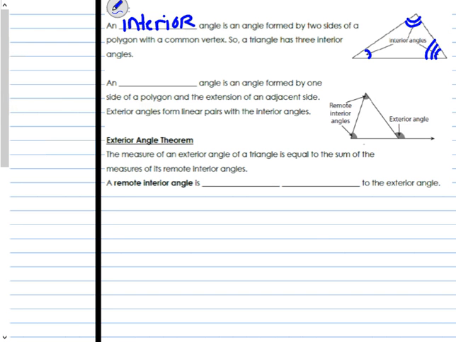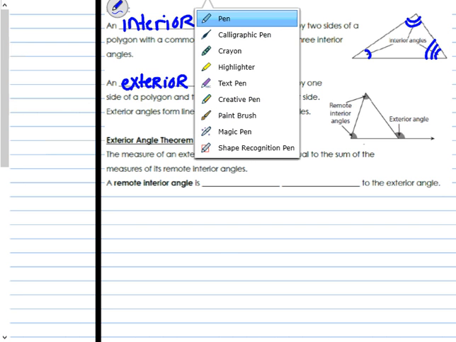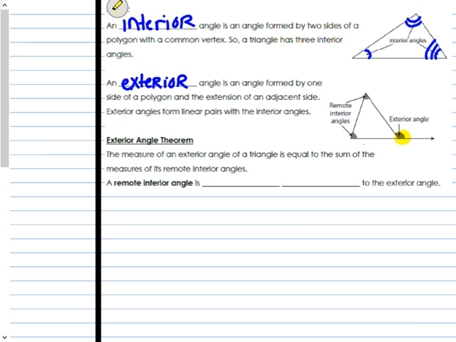So then there's another type of angle that's formed by one side of the polygon and the extension of the adjacent side, and that's called the exterior angle. Okay, an outside angle. Exterior angles form linear pairs with interior angles. So for example, this exterior angle right here, along with this angle right here, is forming a linear pair, forming a line, adding up to 180 degrees.